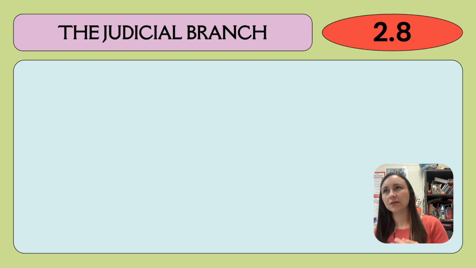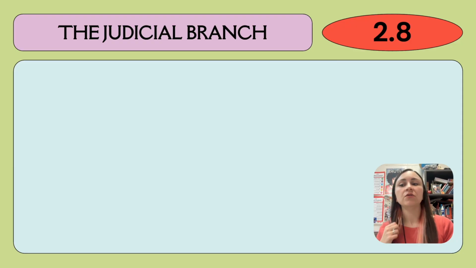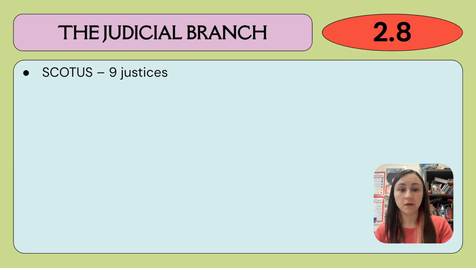So this is going to be topics 2.8 through 2.11. Let's talk about the judicial branch. This is going to be Article 3 of the Constitution, which sets up the judicial branch. So Article 1 is the legislative, Article 2 is the executive, Article 3 sets up the judicial.